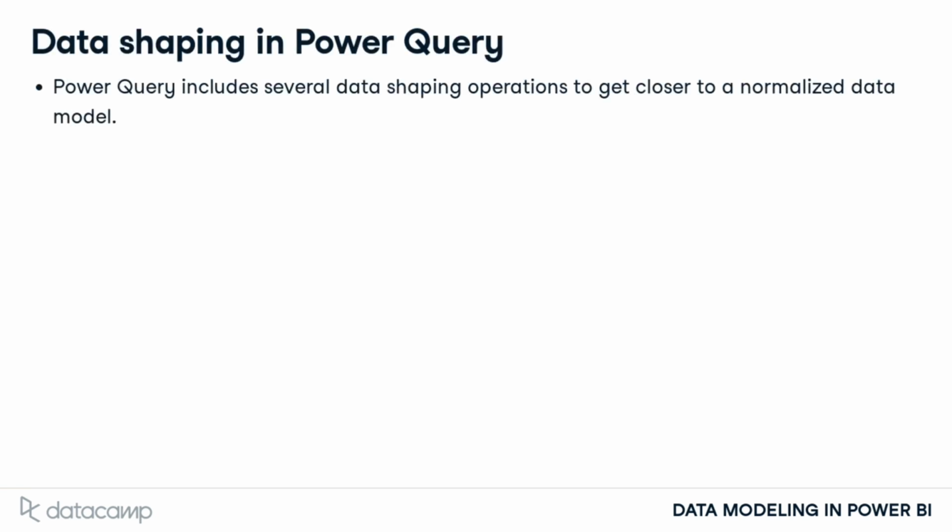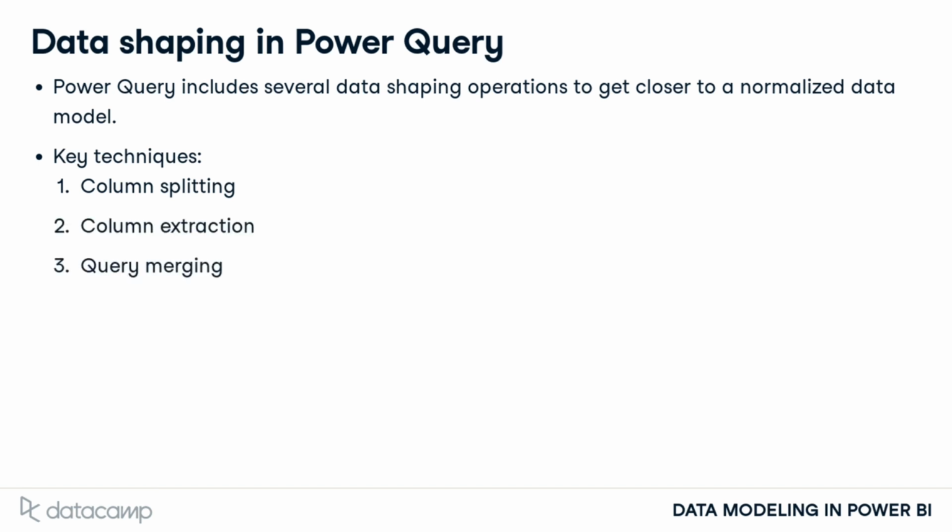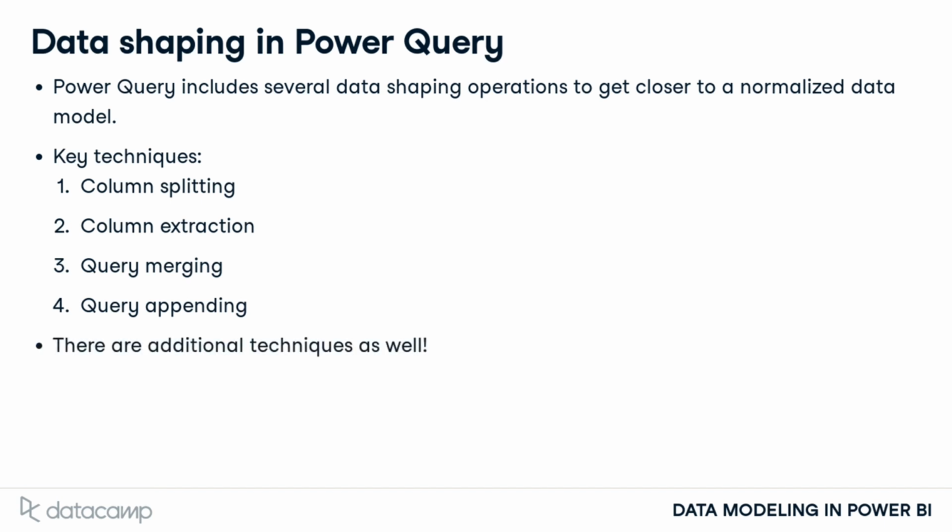Power Query includes several data shaping operations to get closer to a normalized data model. We'll cover 4 techniques for shaping data: splitting columns, extracting values from columns, merging together queries, and appending queries to one another. Note that all of these are always performed in Power Query. These are the most common practices, but not the only ones possible.